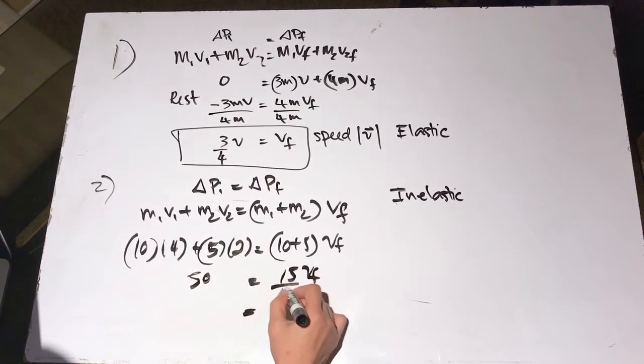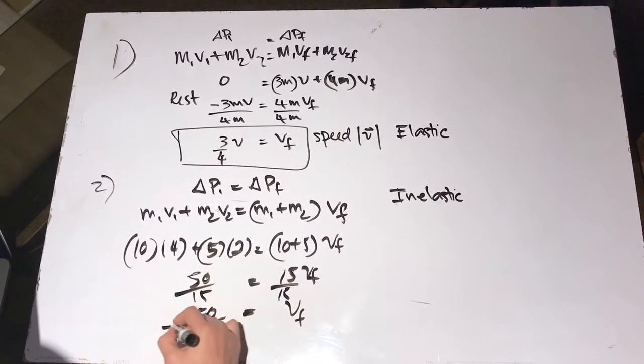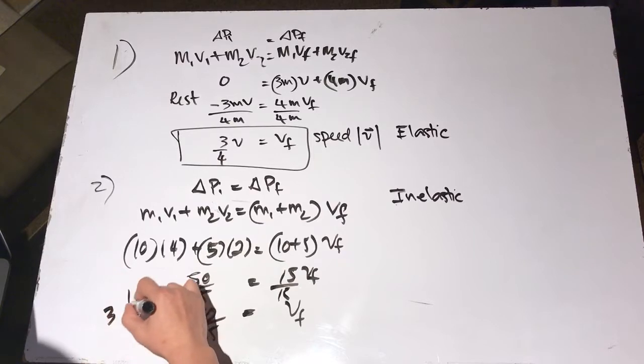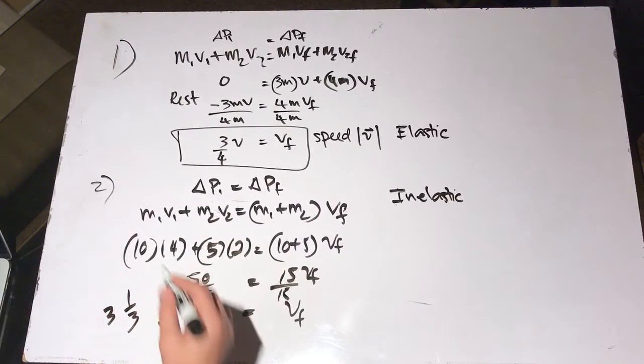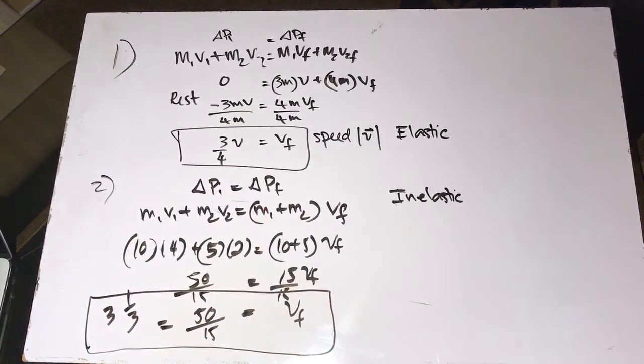So Vf is equal to 50 divided by 15, and basically that is equal to 3 1/3. That's a fraction that you need to actually understand. So from now on, we're not going to be using a calculator anymore, because we want you to be able to figure out how to simplify the math based on these equations.